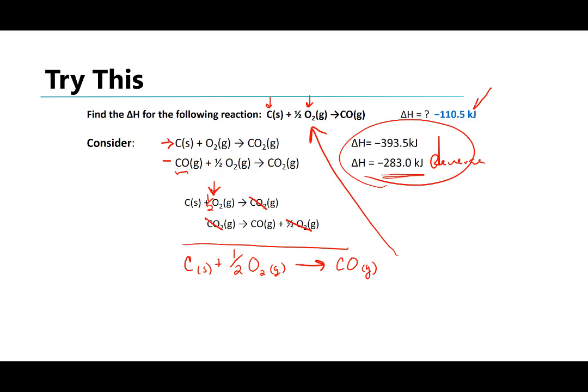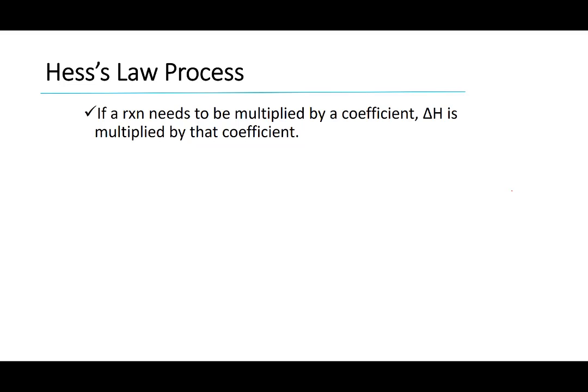So you can see we ended up with negative 110.5 kilojoules, because I end up taking the negative 393.5 kilojoules and adding that to a positive 283.0 kilojoules to get negative 110.5.